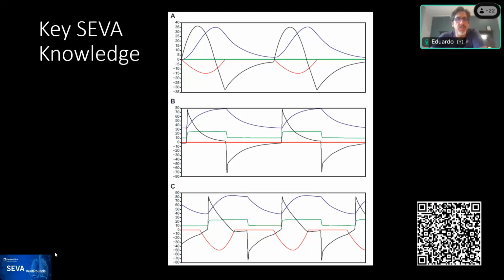So let's start really fast with this key SEVA knowledge before we dive into the image. This is relevant because it will help you view this a little bit better. In these three panels, on panel A, at the top, you have a patient who is breathing with essentially no pressure. So on CPAP, in green, you see that there is no pressure from the ventilator. The flow is in black, and in red is the PMOS. You can see the flow is a sine wave, and the patient then exhales passively all the way out.